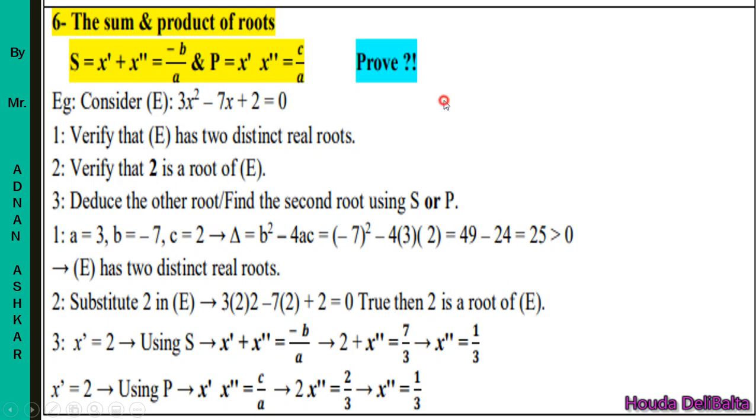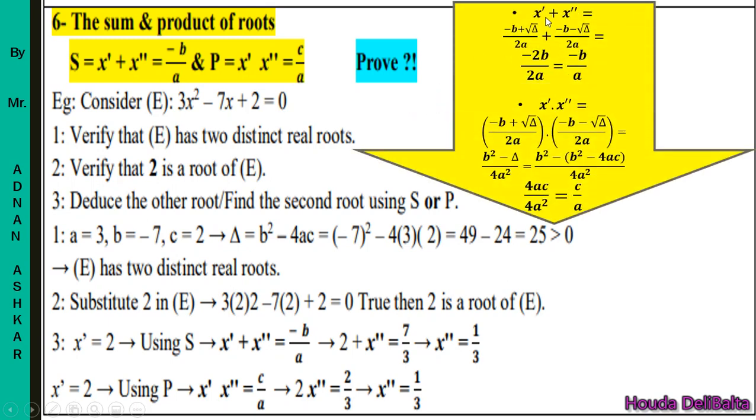Let's see the proof. x prime plus x double prime: if you remember, x prime is minus b plus radical delta over 2a, and x double prime is minus b minus radical delta over 2a. Now, since they have the same denominator, I can directly add the numerators. Minus b with minus b is minus 2b, and plus radical delta will cancel minus radical delta because they are opposites, and all we get is minus 2b over 2a.